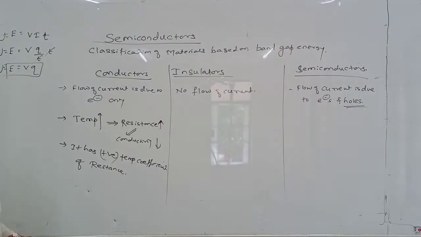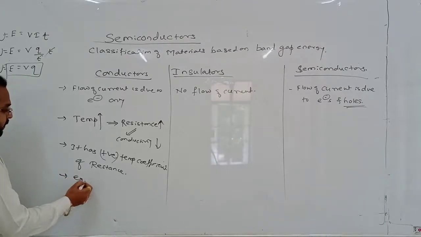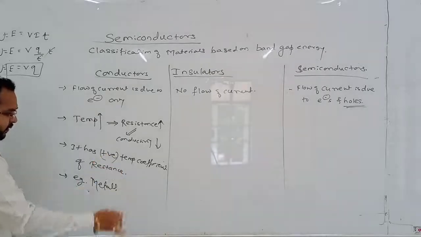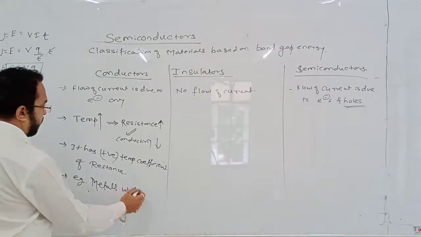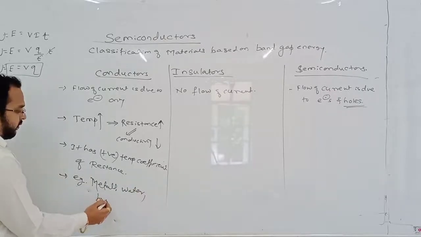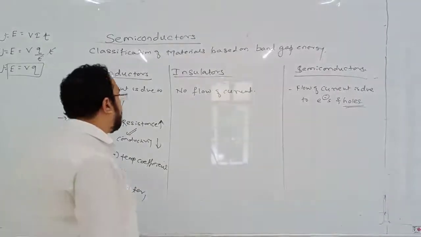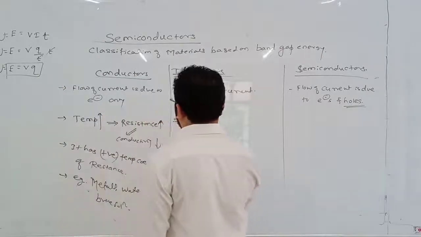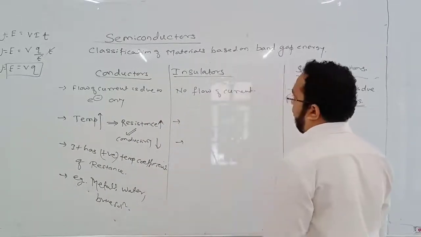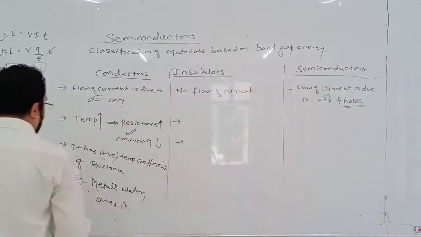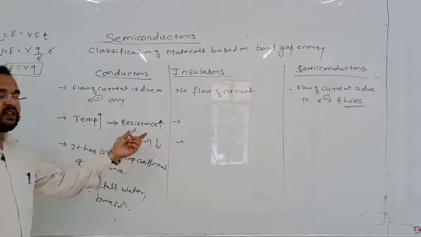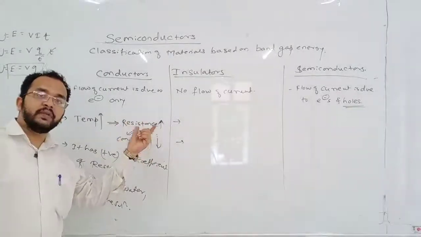Next, flow of current is due to electrons only. Examples: most of the metals, water, brine solution. So many examples are there. Human body. Okay. Now here, no flow of electron. And one more thing: as the temperature increases, resistance will increase and conductivity decreases.